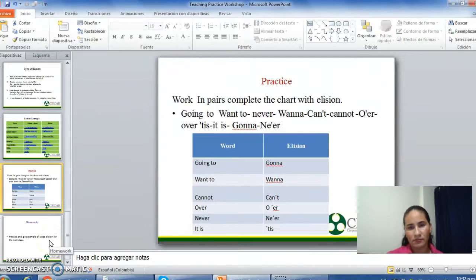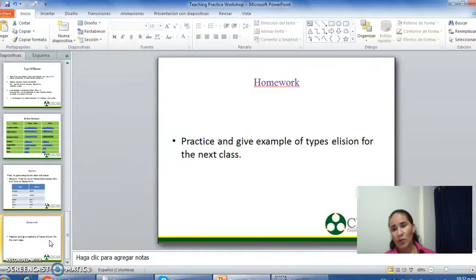Now we practice. Now homework: practice and give an example of elision for the next class. In the next class, you bring more elision and continue to practice in class. Thank you. That's all for today.